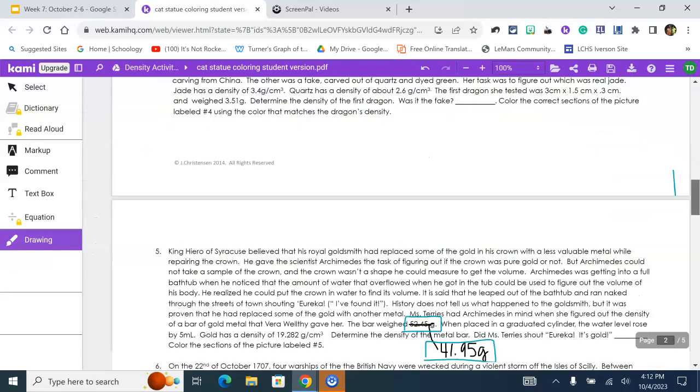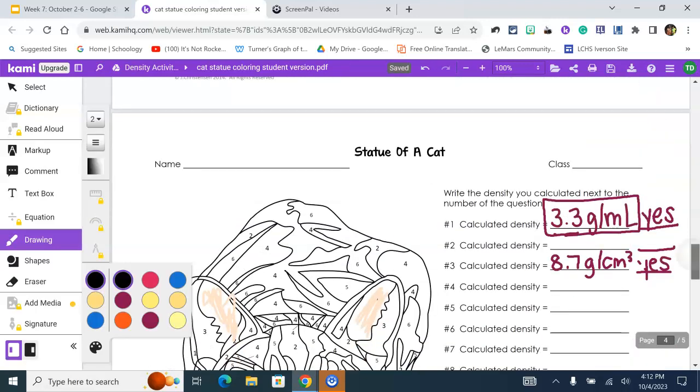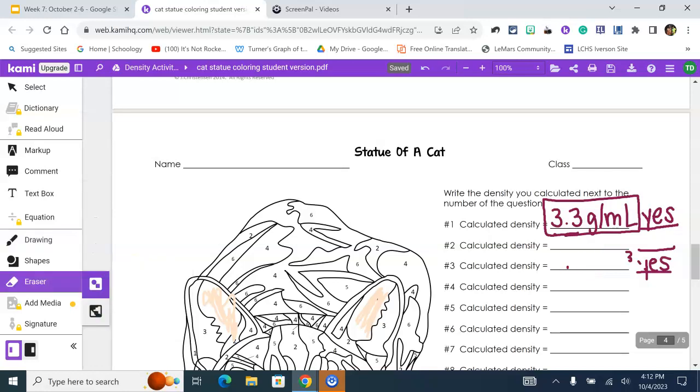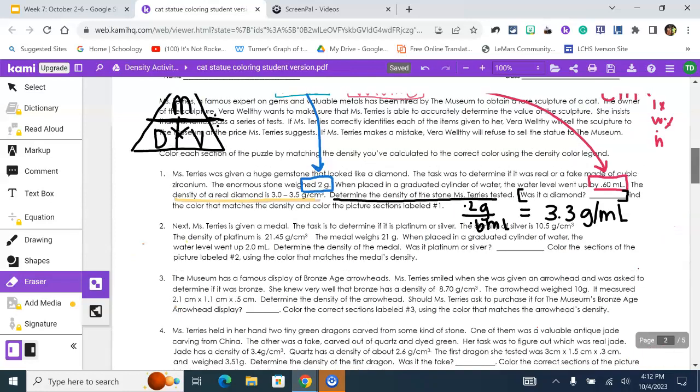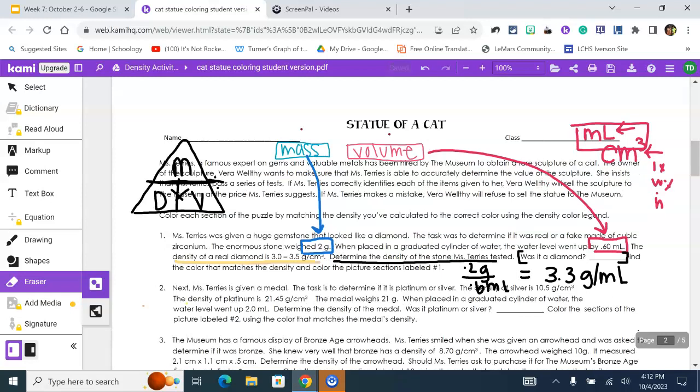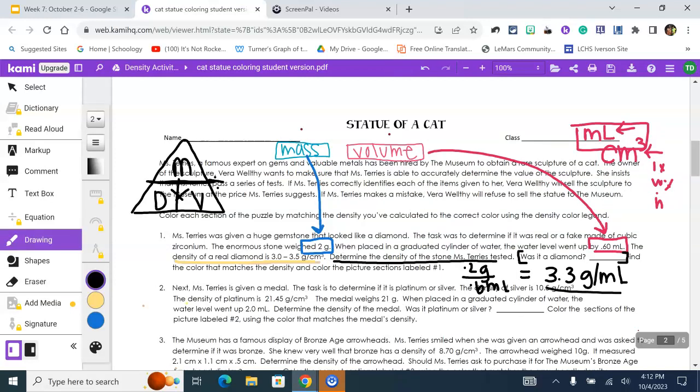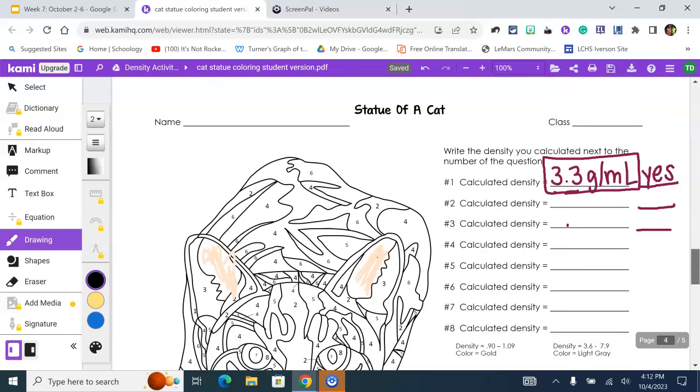Now I'm going to go down to my cat coloring page, and you're going to see that I have 3.3 calculated here as the density, and then I have a little yes there, because the question is, was it a diamond? Well, 3.3 is the density that we calculated, and a diamond has a density of 3 to 3.5. So, is it a diamond? Yes, it is. And you would write yes right on the side.